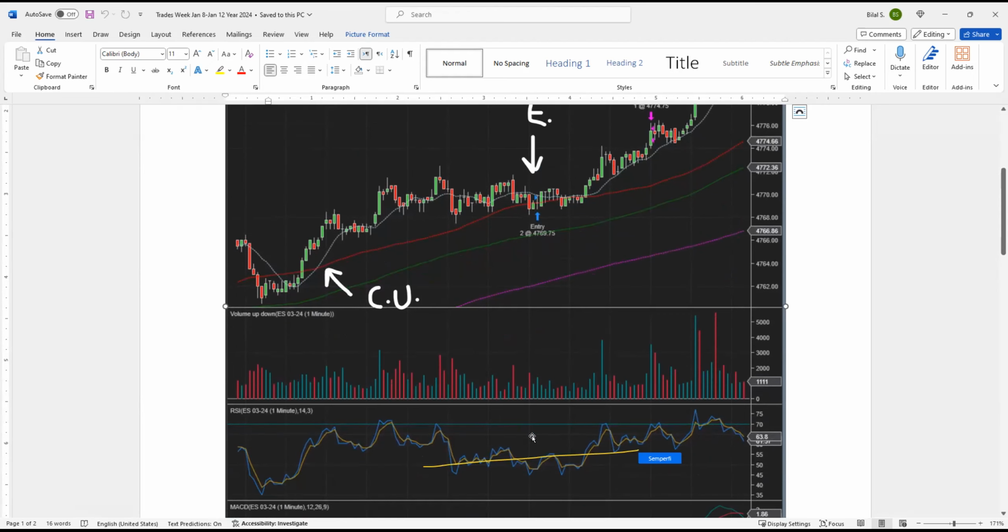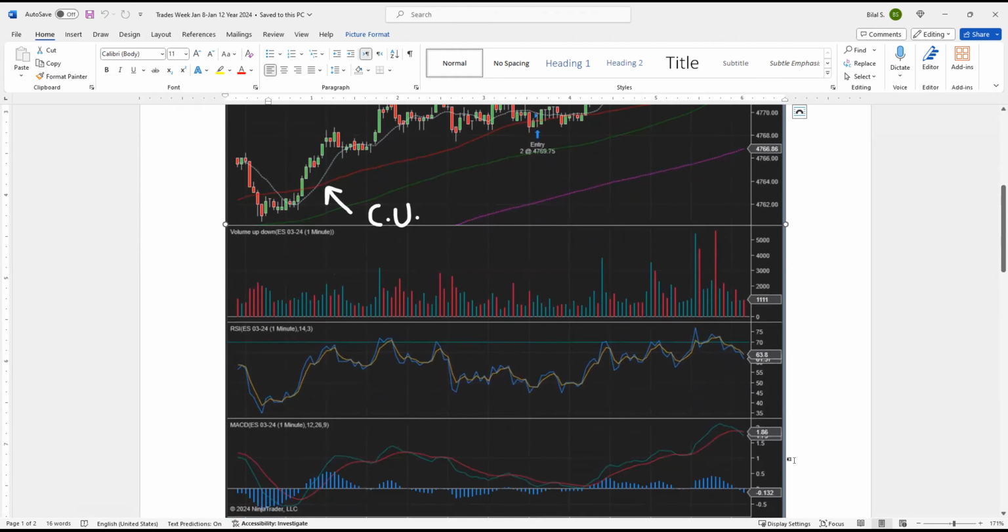Scroll down a little bit. See how I almost did a fake cross, but the histograms were going down and then it never crossed the zero line. And then it crossed. You got the cross right there, right before the big squeeze up over here. So just keep an eye on the MACD as well.